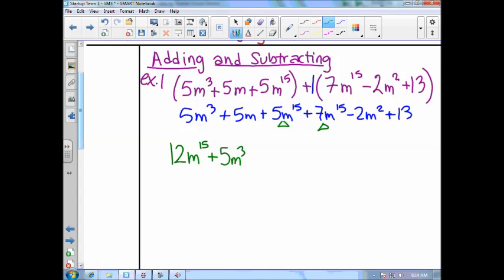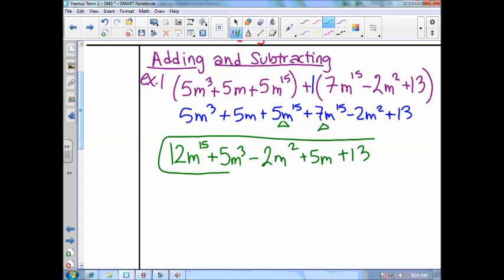Good. Minus 2m squared. This is a common mistake that people don't see the minus, so good job. It is minus 2m squared. Okay, Macon, what would come next? Plus 5m, good. And then we have our constant plus 13. So this is standard form, and we've added them together.